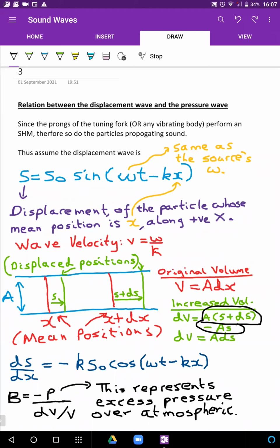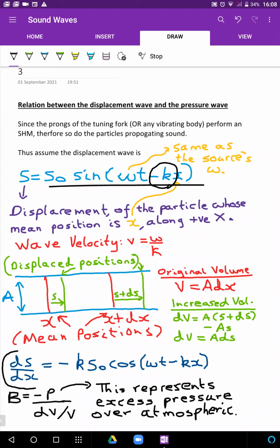One line went s, the other line went s plus ds, the front one went s plus ds, because of which the distance between them has increased by an extra ds. So that extra distance into area gives the increased volume. So increased volume is A ds. It's very simple to work this out. We have all of this. We'll work out ds by dx, right? So for ds by dx, you have to just differentiate this equation. You will get it by taking a partial derivative, okay?